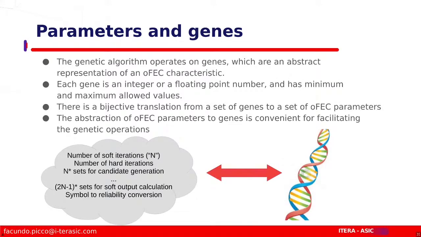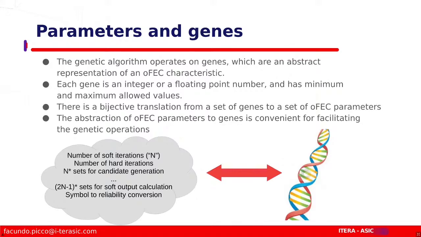Now we are talking about genes and how to cross them from the parents, but what are those genes? Well, the genetic algorithm operates on genes which are an abstract representation of an oFEC characteristic, and that is a key concept. It's not the parameter itself, but it is an abstract representation of it. And we choose to have each gene as an integer or a floating point number that has a dynamic range or a set of allowed values.